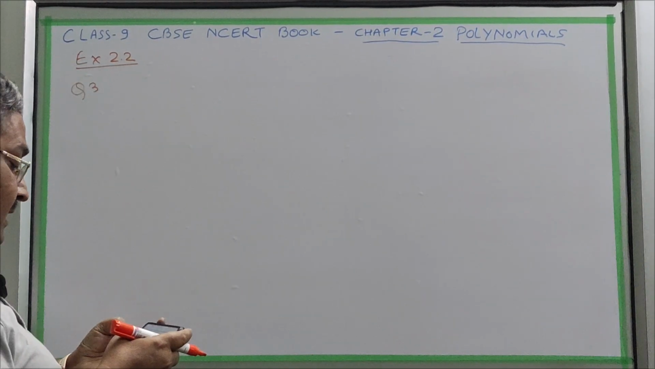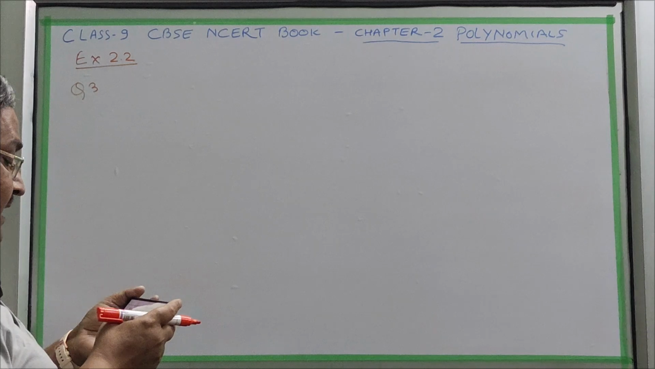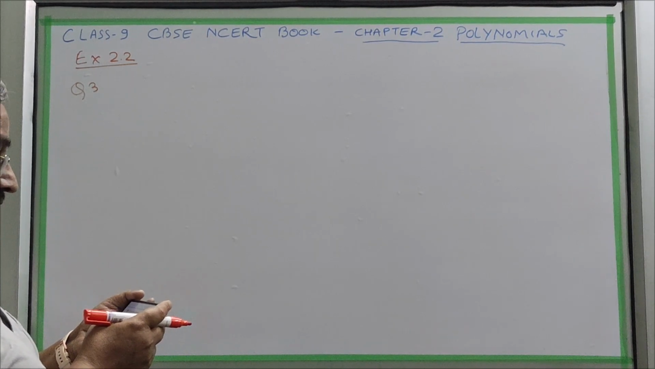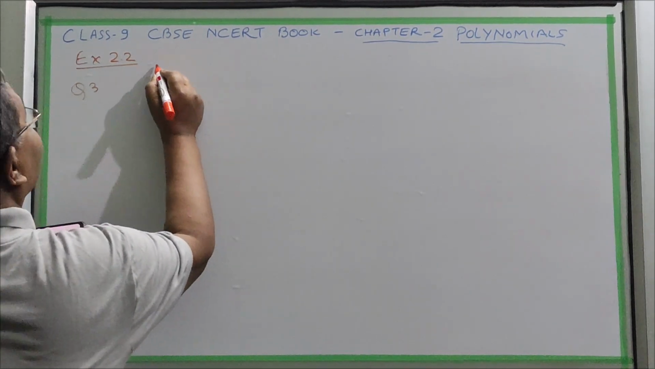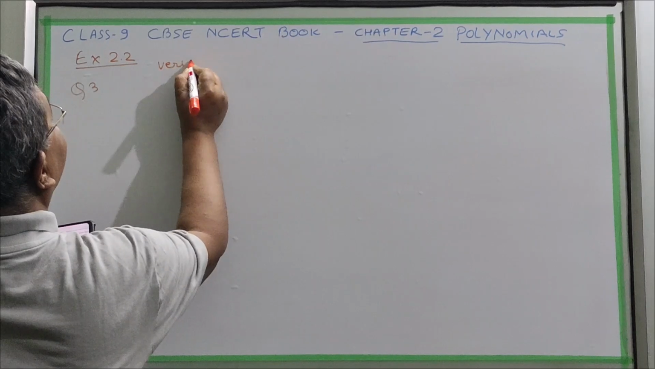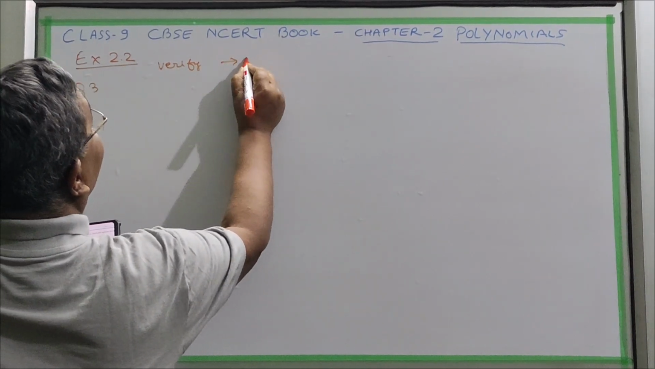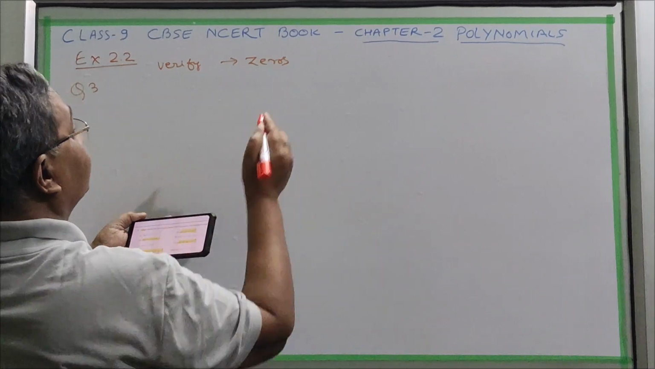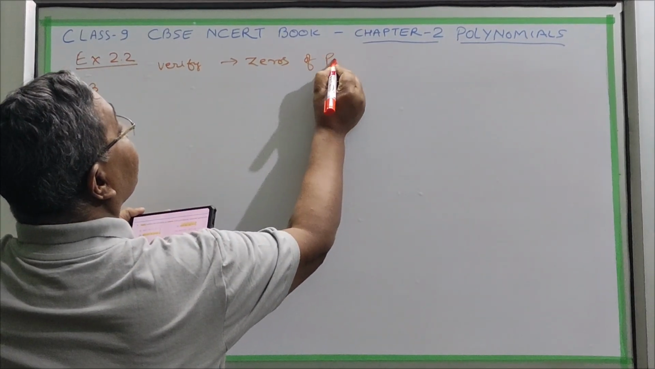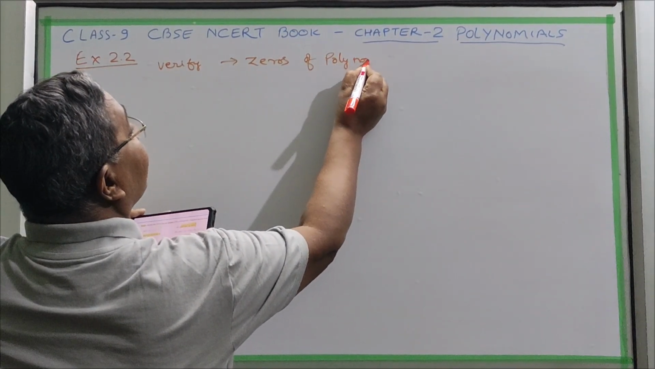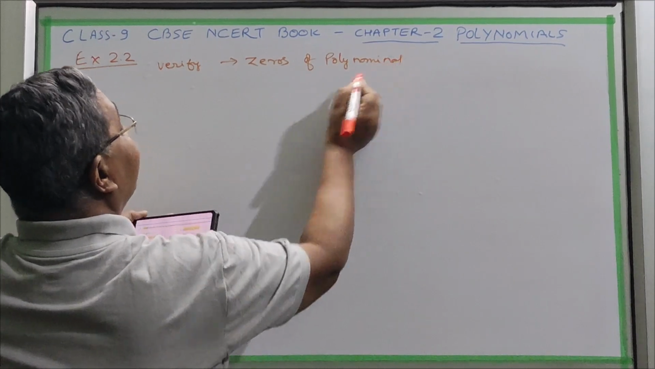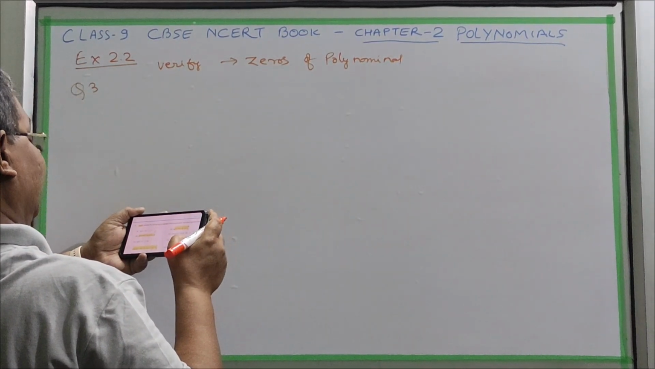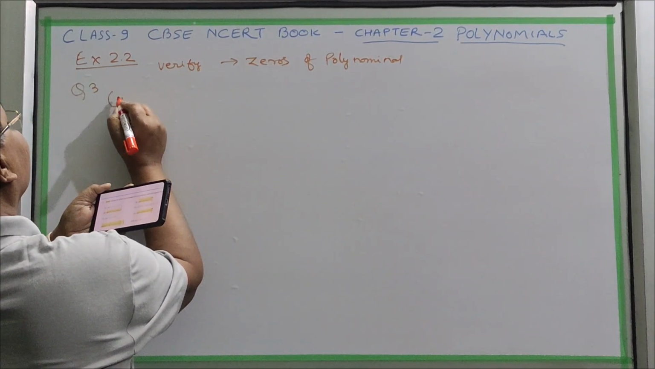Question number 3. Verify whether the following are zeros of the polynomial. You have to verify whether they are zeros of the polynomial. It means if we take one question first, then you will understand.